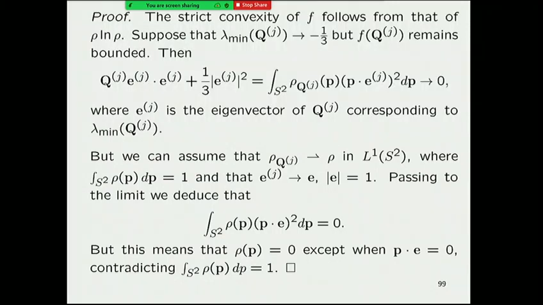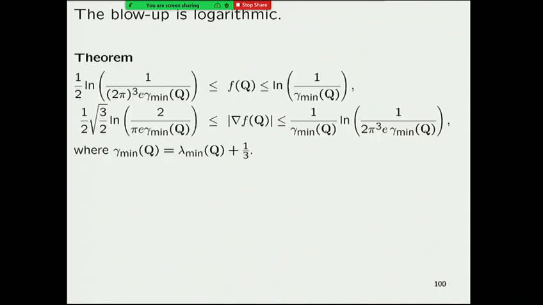Okay, so this bulk potential does have this property, and in fact, you can be more precise about how it blows up. So these are estimates on how it blows up. If gamma min is lambda min plus a third, then you find that the blow up is logarithmic, and you can do the blow up of the gradient as well.